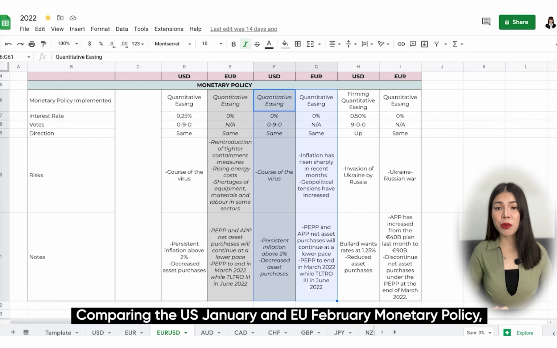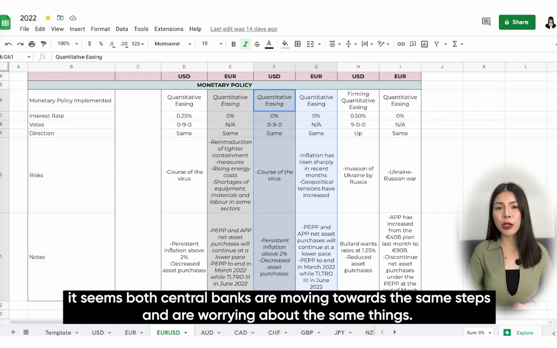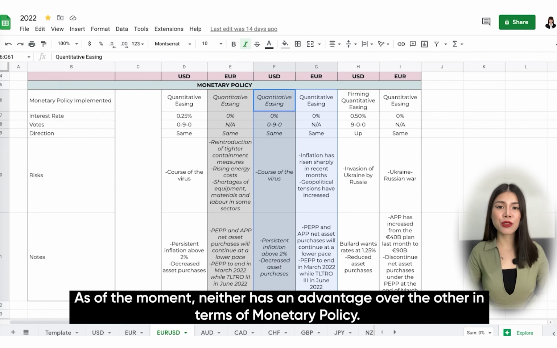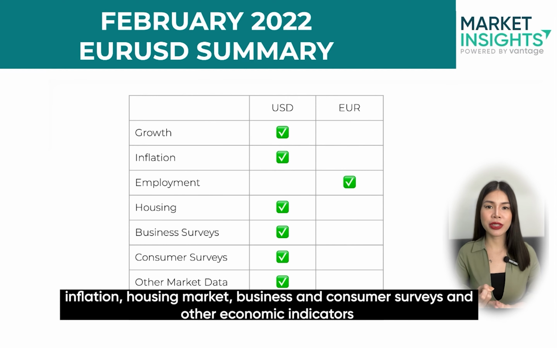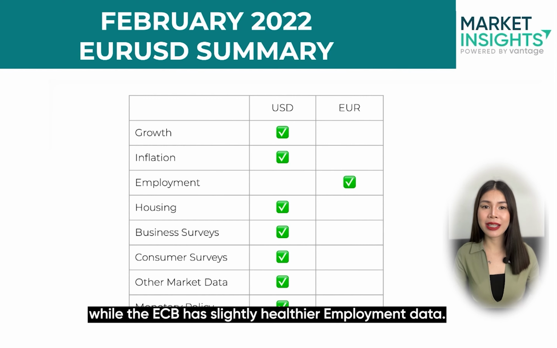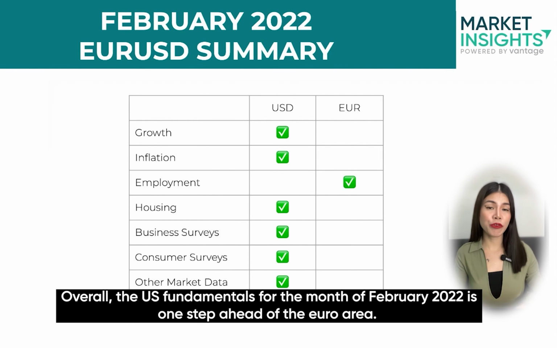So comparing the US January and EU February monetary policy, it seems both central banks are moving towards the same steps and are worrying about the same things. As of the moment, neither has an advantage over the other in terms of monetary policy. In summary, the US stands better in terms of growth, inflation, housing market, business and consumer surveys, and other economic indicators, while the ECB has slightly healthier employment data. Overall, the US fundamentals for the month of February 2022 are one step ahead of the euro area.